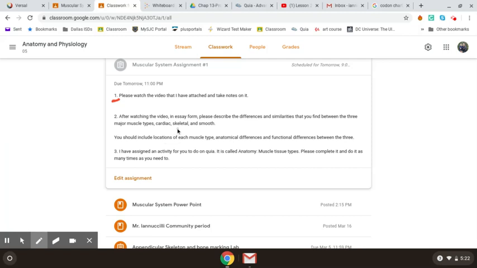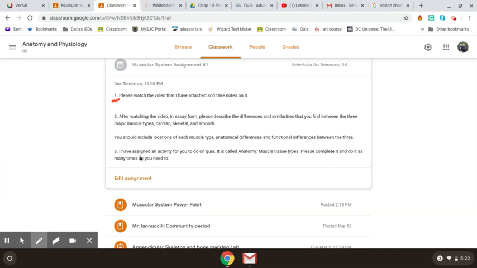You can have a paragraph on each if you'd like, or you can just do a paragraph on the location of all 3, a paragraph on the anatomical differences of all 3, and a paragraph on the functional differences between all 3. That is to be due tonight by 11 p.m.